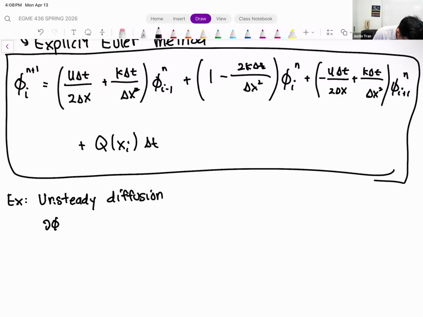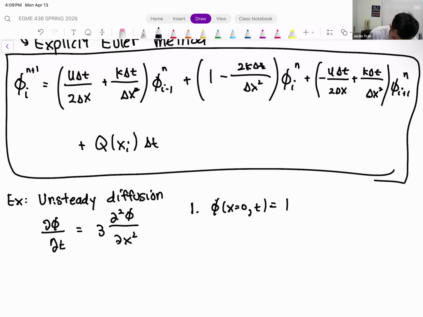We have partial phi partial t is equal to 3 partial squared phi partial x squared, with the following boundary conditions. We have phi at x is equal to 0 at all times t is equal to 1. And we have a Neumann boundary condition on the other side of the domain, partial phi partial x at x is equal to 1, for all times t is equal to 2.